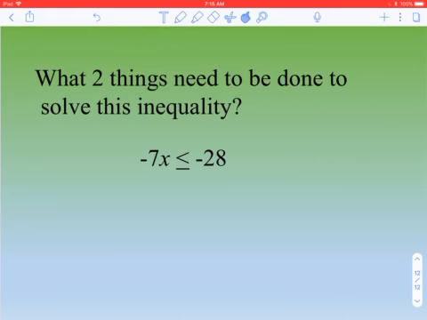So first of all, we are going to divide this by a negative. So I have positive x and I have positive 4. And because you divided by a negative, we are going to switch the inequality to negative 4.